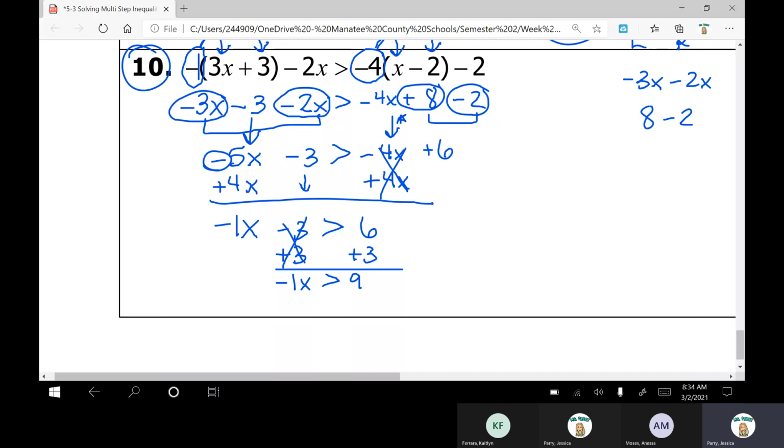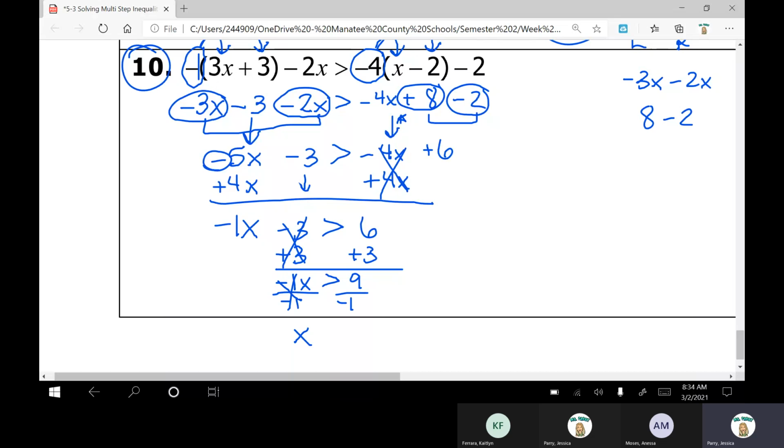One more step. What should I multiply or divide by on both sides? What should I do for my very last step? Do what to both sides? Yep, we're going to divide by the number in front of x because you read that as negative 1 times x. So divide by negative 1 on both sides.